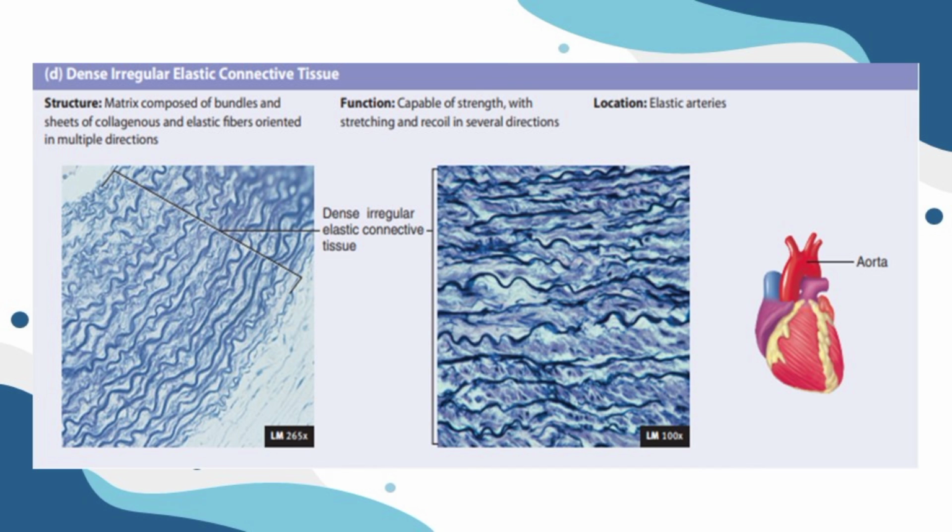Its structure is a matrix composed of bundles and sheets of collagenous and elastic fibers oriented in multiple directions. Its main function is strength, with stretching and recoil in several directions. It is located in the elastic arteries.